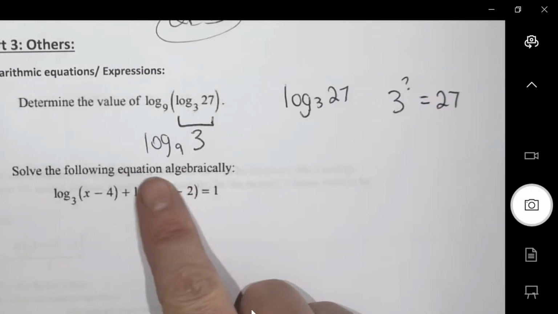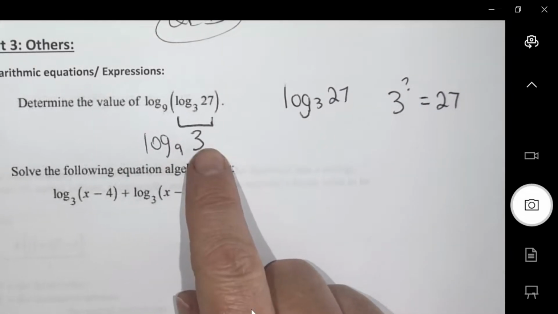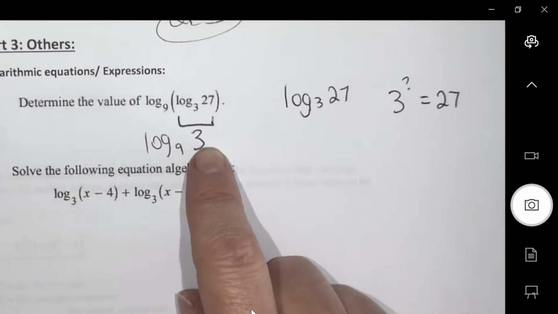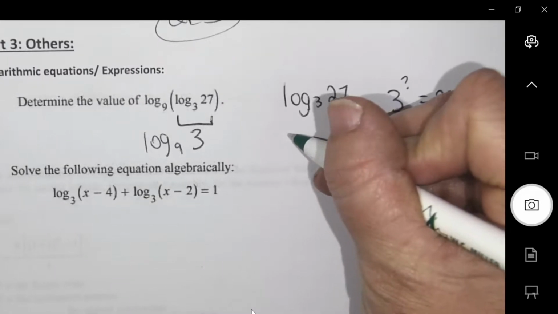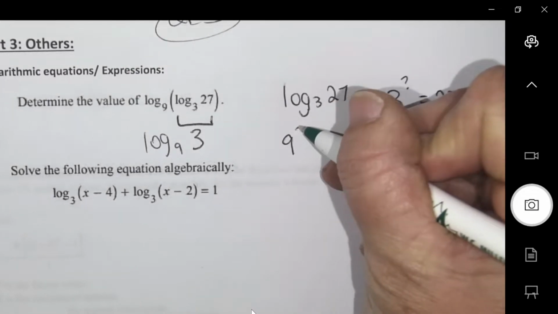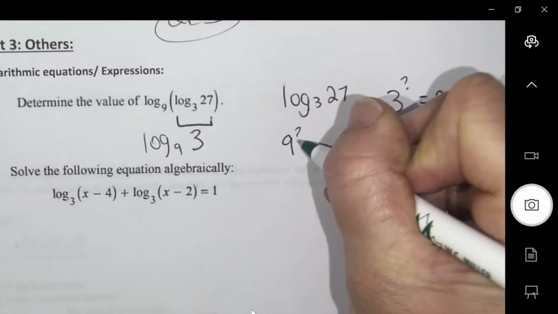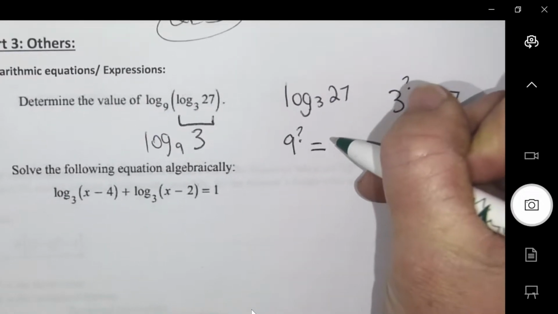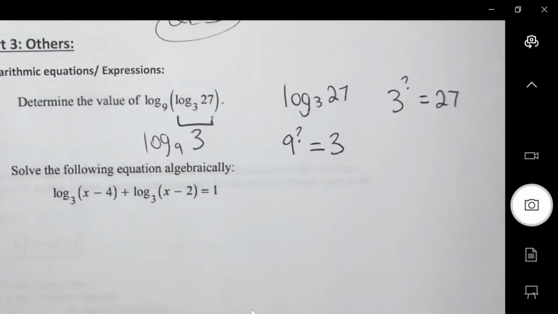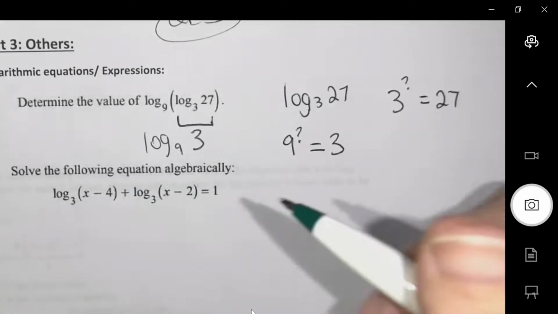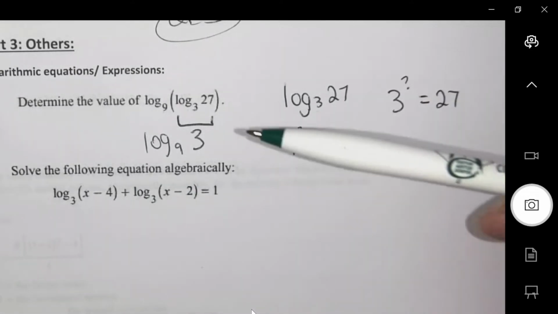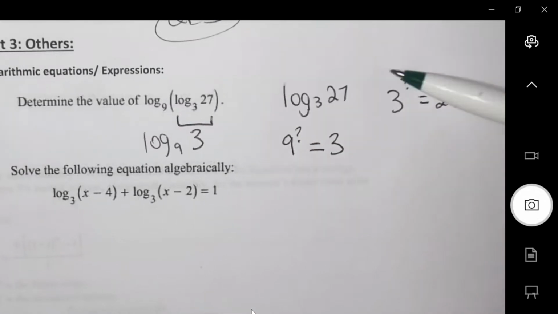Okay, now I have this new expression, log base 9 of 3. So what's the base? 9. The exponent is the thing we figure out that results in a 3. Oh, I solved this to be 3 first.